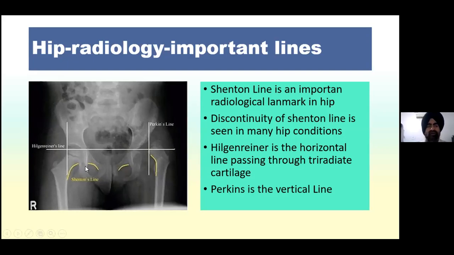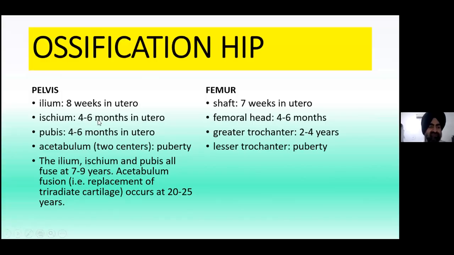Then ossification of the hip, we should know, sometimes asked in MCQs. Ilium 8 weeks, ischium 4 to 6 months, pubis 4 to 6 months in utero, acetabulum 2 centers at puberty. Ilium, ischium, pubis are all fused by 7 to 9 years. Acetabulum fusion, that is replacement of the triradiate cartilage, occurs at 20 to 25 years. Femur shaft 7 weeks, femoral head 4 to 6 months, greater trochanter 2 to 4 years, and lesser trochanter is the last to ossify at puberty.